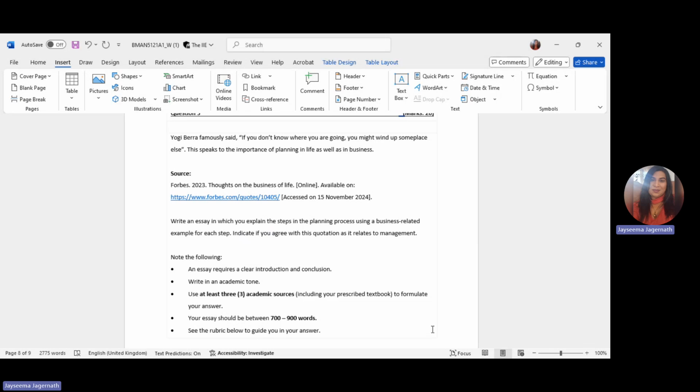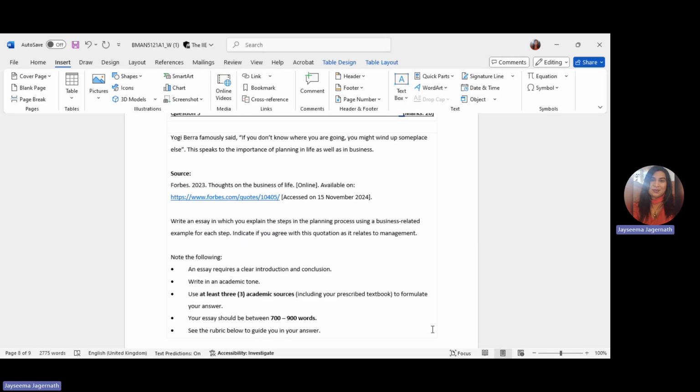Ultimately, you'll have your introduction. Then in the body, you will address the planning process. Please remember to write in paragraphs. For step 1, you'll give what it is, a definition, a theory example, and then use a business example and link it to that for each step, and then end with a conclusion.